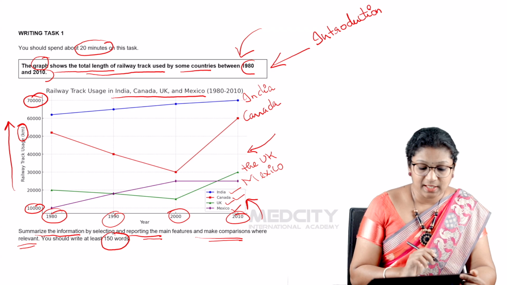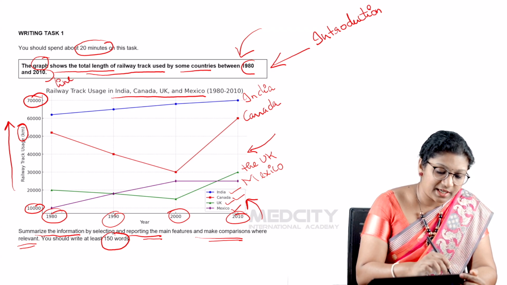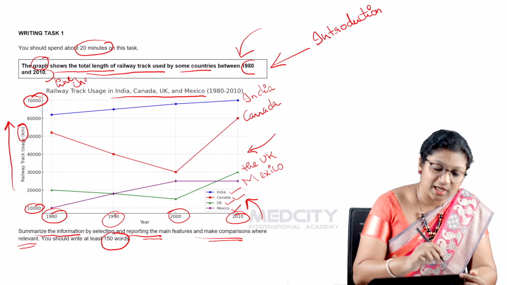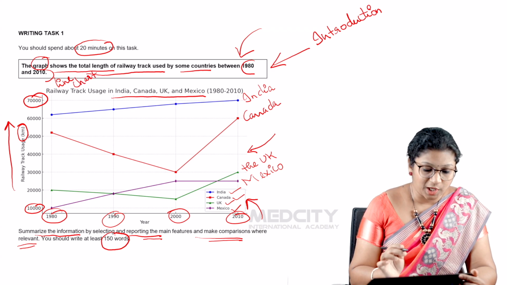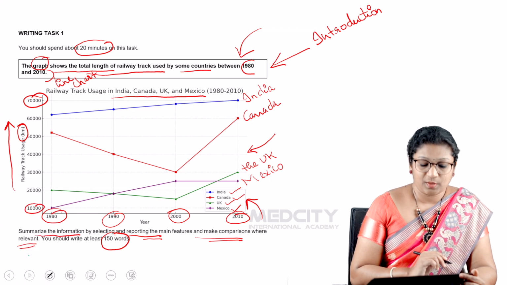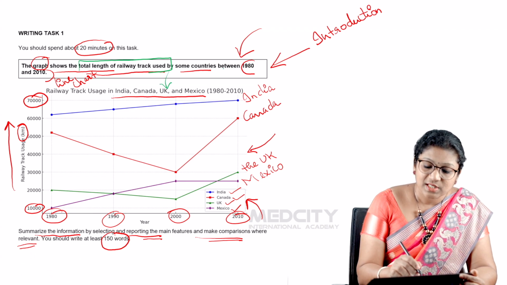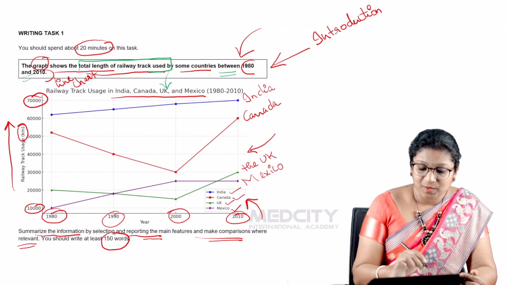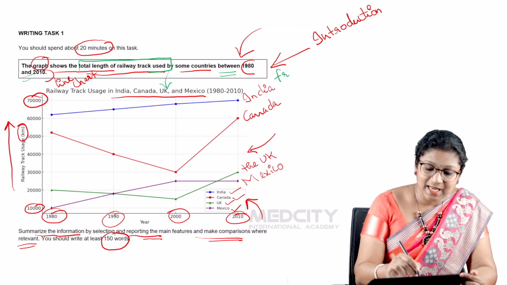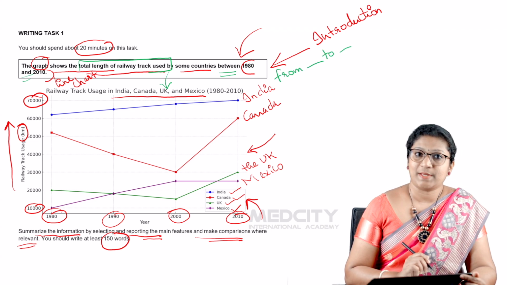Well, I can use the word line graph, or I can use the word chart. Total length of railway track used. How are we going to paraphrase that? Some countries, of course, we can mention the names of the countries, because the time frame is given as between, and we can use from and to. So our introduction becomes rewording the question.